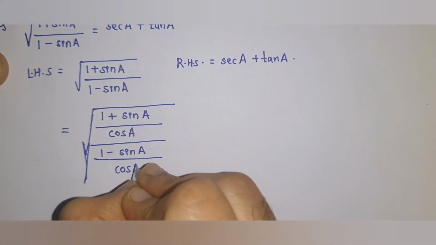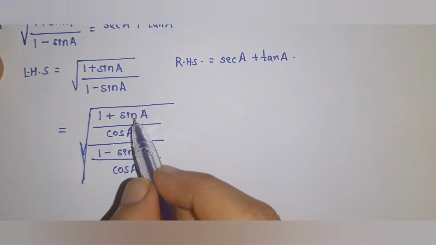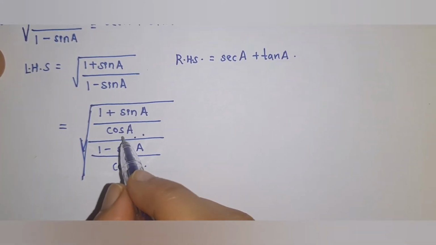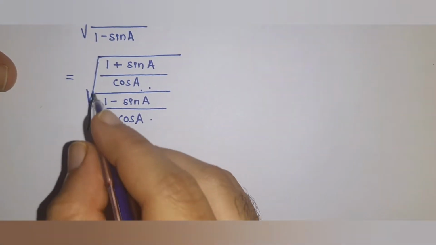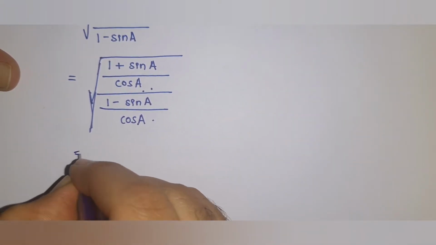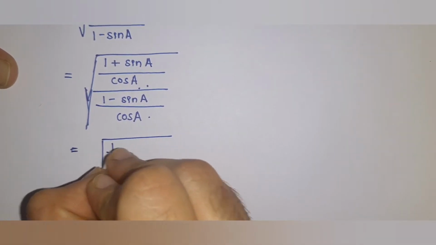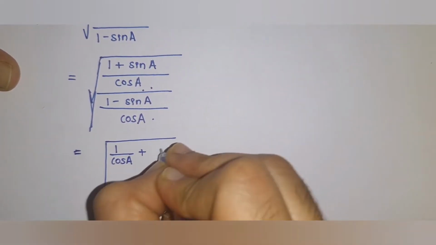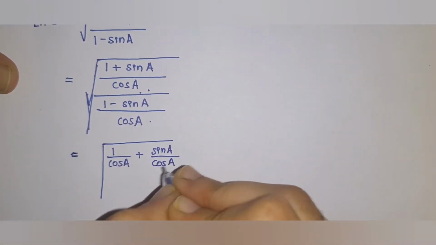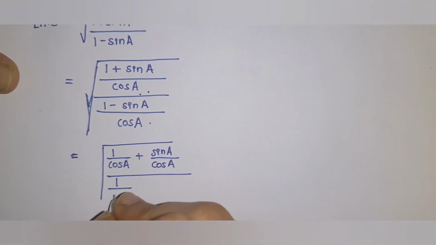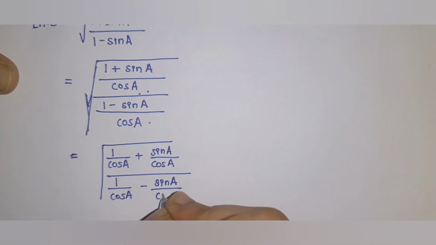upon cos of A. As this is in square root, we can take inside and we can divide this numerator by cos of A and denominator by cos of A. So we'll separate this cos of A. Now we'll be getting, in under root, 1 upon cos A plus sin A divided by cos A, completely divided by 1 upon cos A minus sin A divided by cos A.